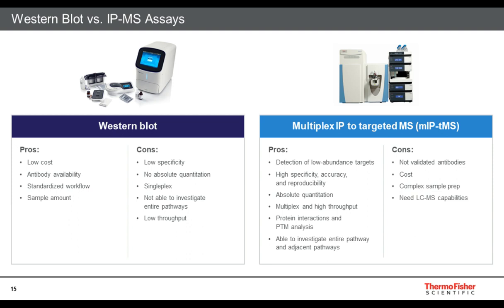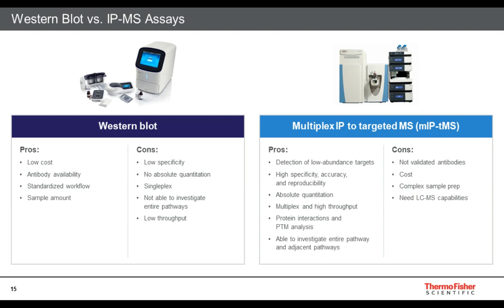So how do Western blot and these IP-MS assays compare with each other? Western blot has been a gold standard method for protein quantitation. And the advantage of doing the Western blot is the low cost and the very easily available antibodies, because there are a lot of antibodies available that are Western blot validated. It's a relatively standardized workflow, and it requires a very small amount of sample to do the Western blot.